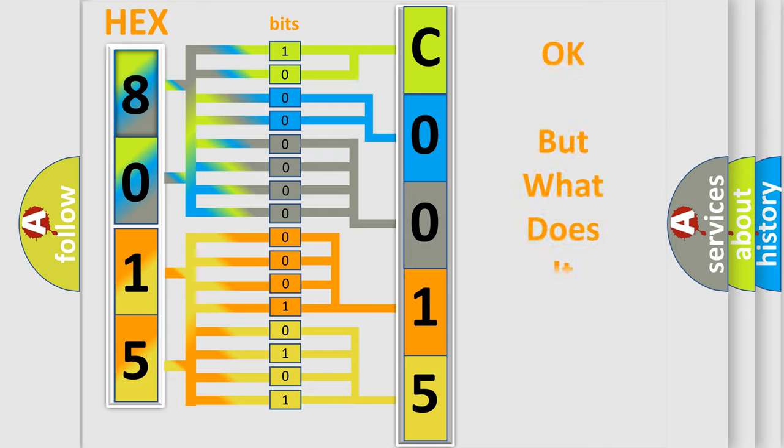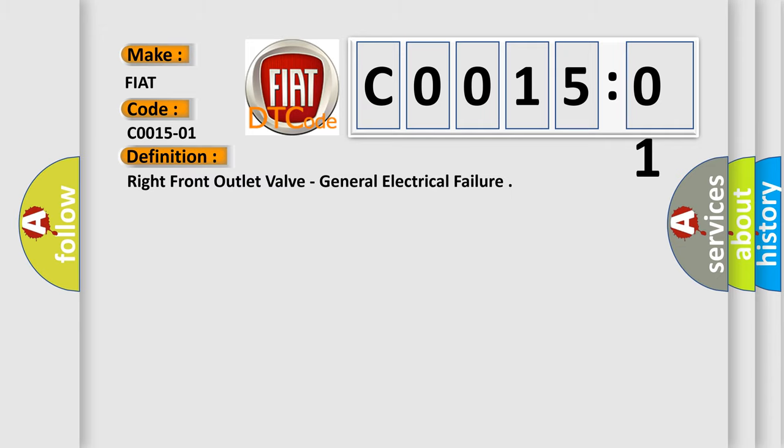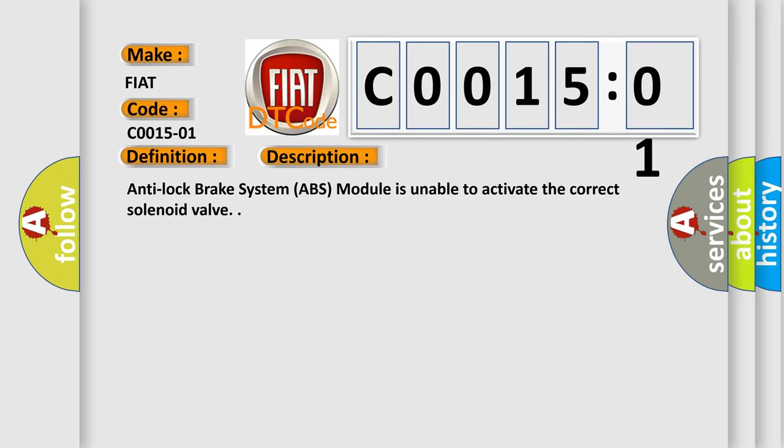The number itself does not make sense to us if we cannot assign information to what it actually expresses. So, what does the Diagnostic Trouble Code C0015-01 interpret specifically for Fiat car manufacturers? The basic definition is right front outlet valve, general electrical failure. And now this is a short description of this DTC code. The anti-lock brake system ABS module is unable to activate the correct solenoid valve.